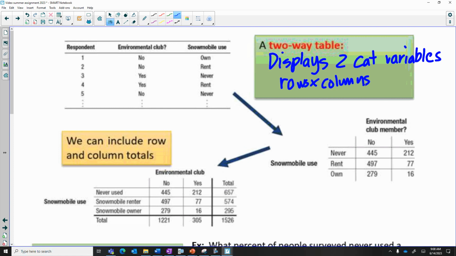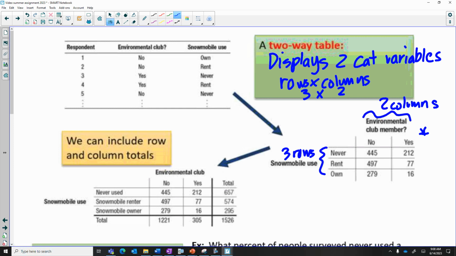So in this case, they asked the people, have you ever used a snowmobile? There are 3 rows here. And are you a member of the environmental club? 2 columns. So we say the rows first, 3, and the columns second. So this is a 3 by 2 two-way table.